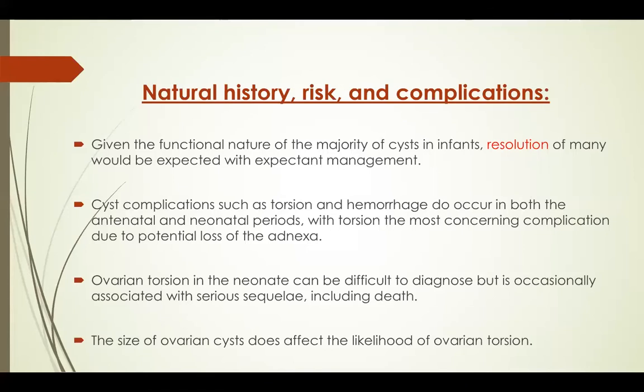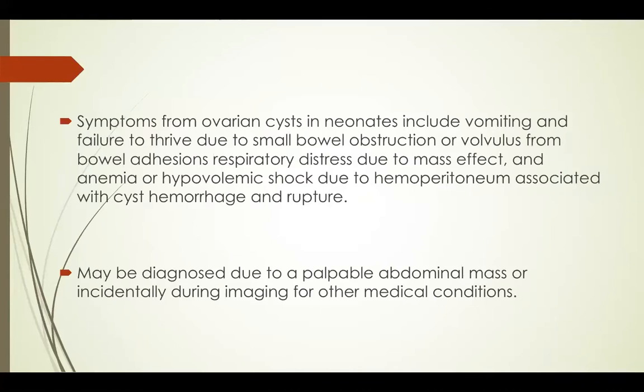especially if it was diagnosed antenatally. Symptoms from an ovarian cyst in a neonate include vomiting, failure to thrive due to small bowel obstruction or volvulus from bowel adhesions, respiratory distress due to mass effect, and anemia and hypovolemic shock due to hemoperitoneum associated with cyst hemorrhage and rupture. So it has really very bad complications. It may be diagnosed as a palpable abdominal mass or incidentally during imaging for other medical conditions.